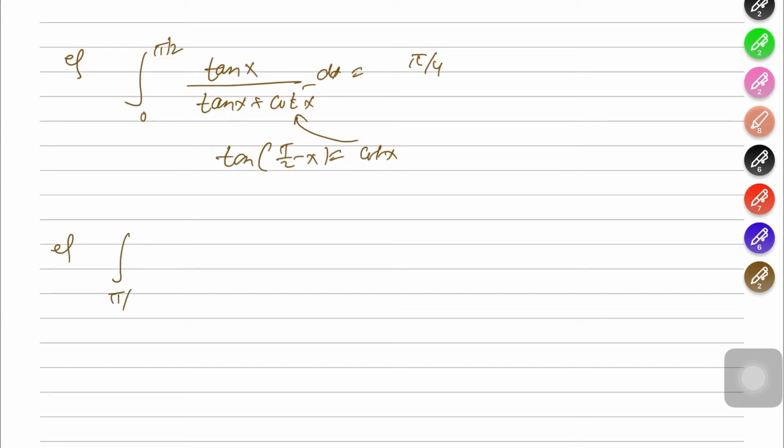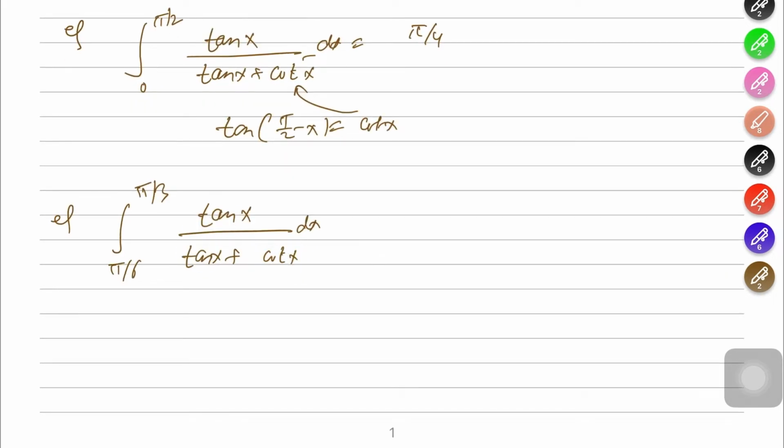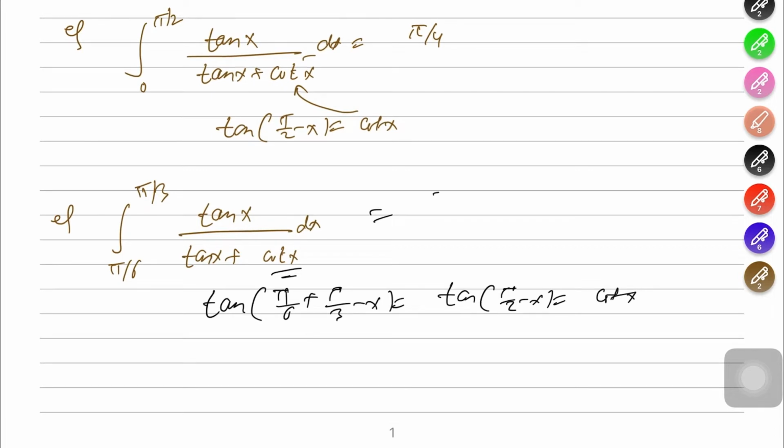Let's say from pi by 6 to pi by 3, same problem, tan x upon tan x plus cot x dx. Here this function is fine, we have to check this cot x. So how do we check? Let's substitute tan of (pi by 6 plus pi by 3 minus x), that is nothing but tan of (pi by 2 minus x), that is cot x, which is the other function. So directly we can write the answer is (pi by 3 minus pi by 6) by 2, that is pi by 12.